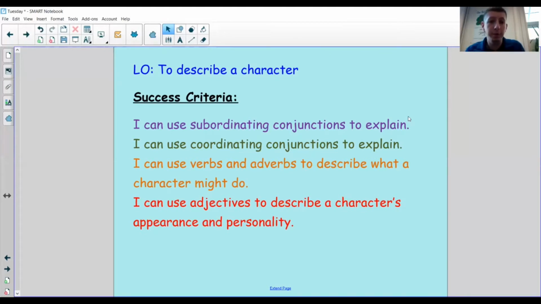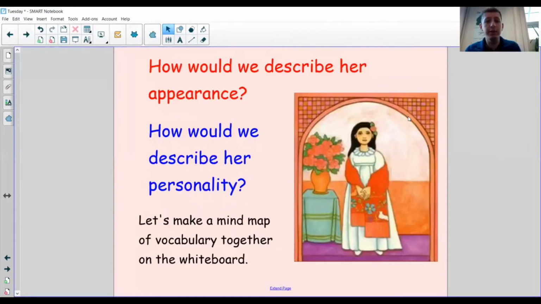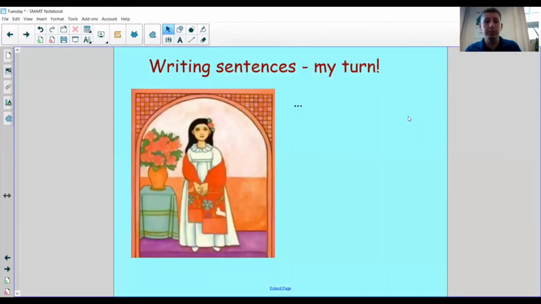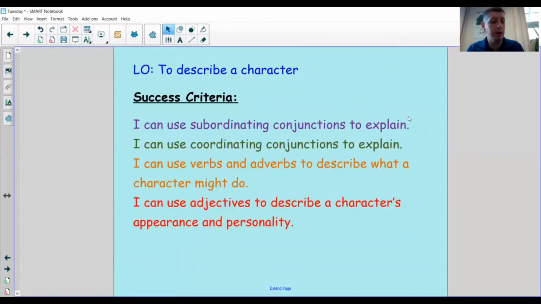Now, we don't know much about Adelita yet because we've only read the first part of the story. So before we carry on, I'd like to read the next part of the story. I'm not going to read the whole thing, but remember, yesterday, we were looking at the story of Adelita, and we saw that Francisco was married to a lady called Adela. They had a child called Adelita and a helper called Esperanza who helped around the house.